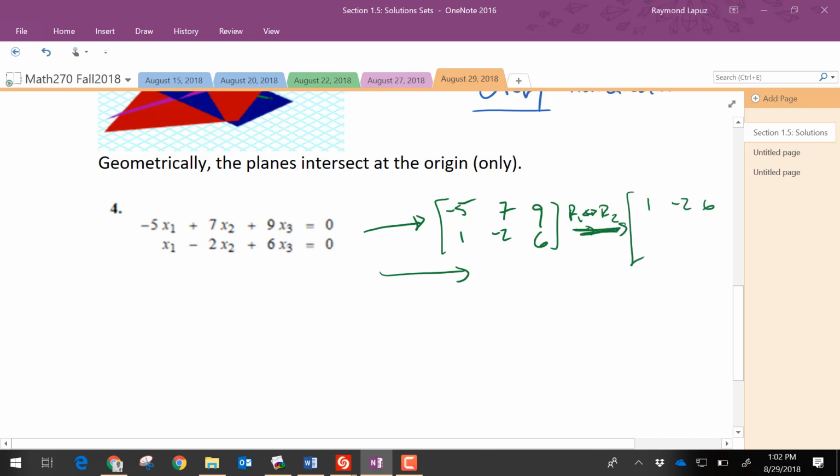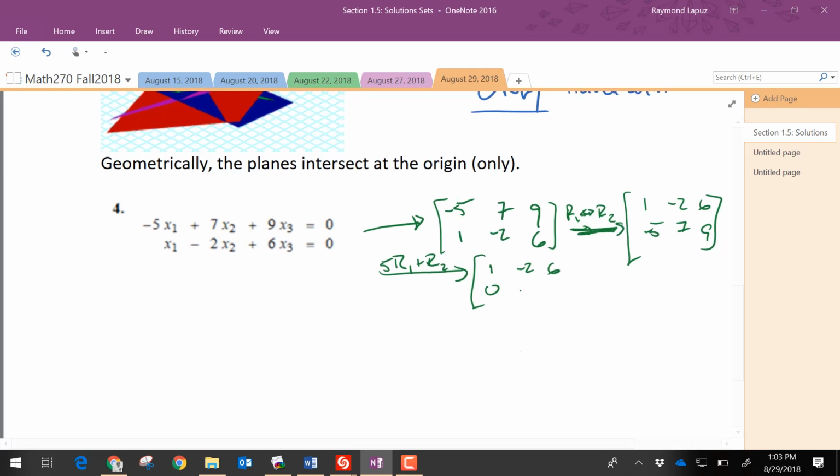1, minus 2, 6, minus 5, 7, 9. And then we got to multiply the first row by positive 5 and add it to the second row. So the first row will stay the same, and this is guaranteeing the 0 for the first column in the second row, and then now we got to do the work. Minus 10 plus 7 is negative 3, and then 30 plus 9 is 39.